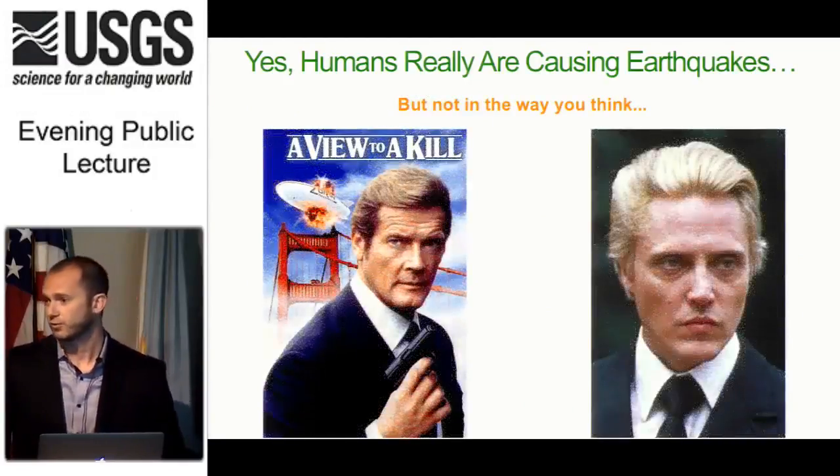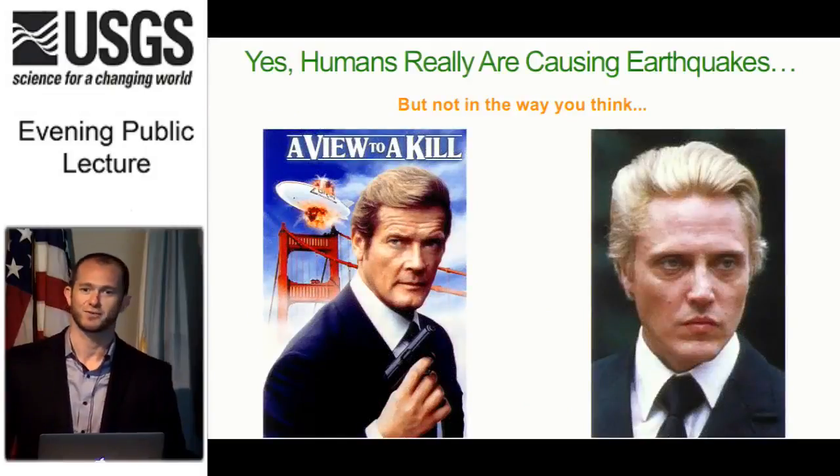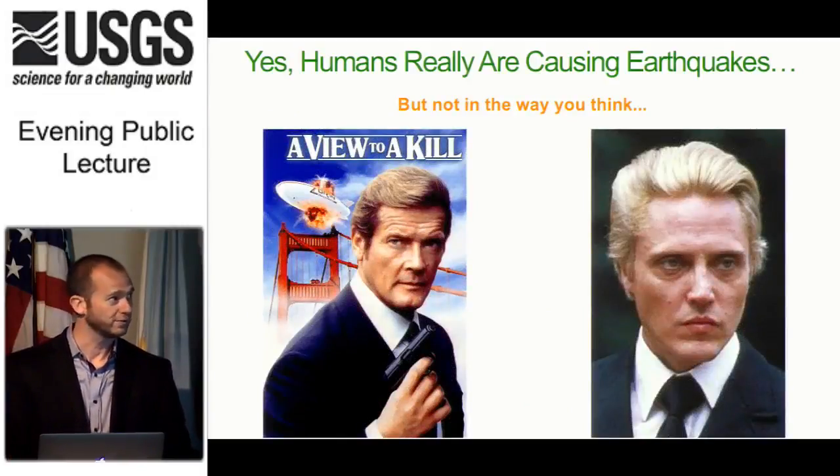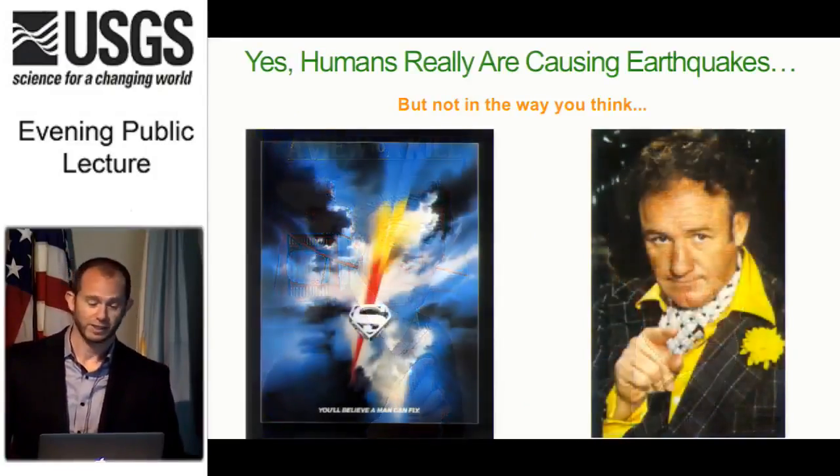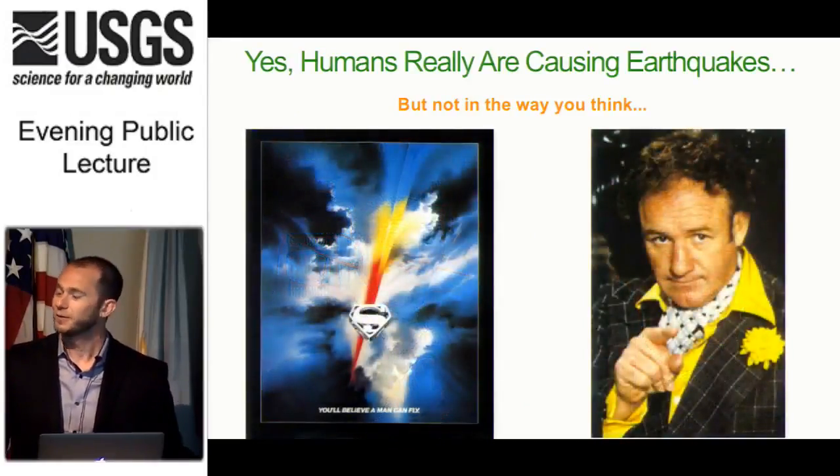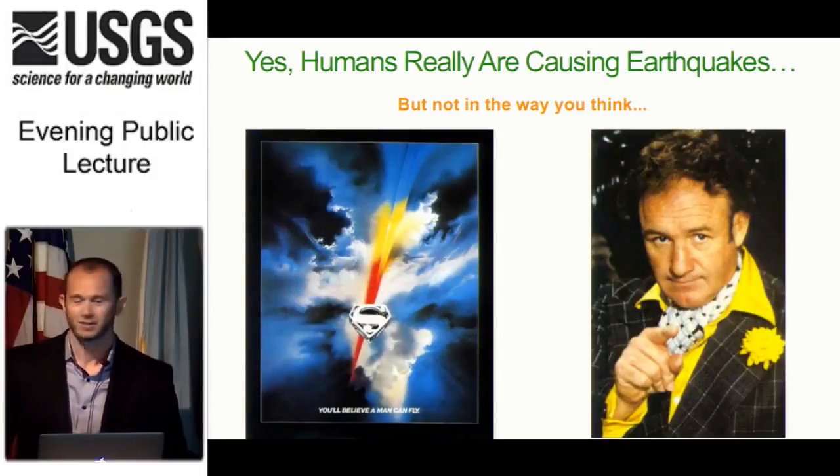It's not Max Zorin trying to put nuclear bombs in the San Andreas Fault, nor do we have James Bond to save us in A View to a Kill. Similarly, it is not Lex Luthor trying to flood the San Andreas Fault in Superman 1. And again, we do not have Superman to save us either.